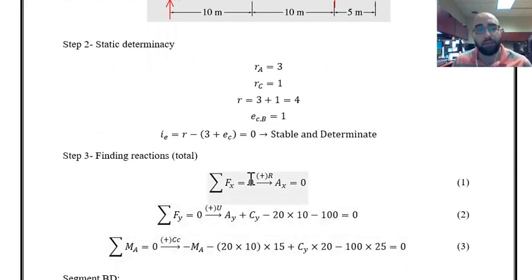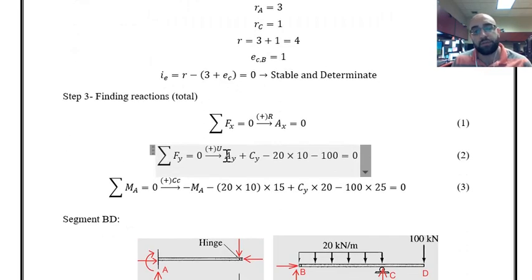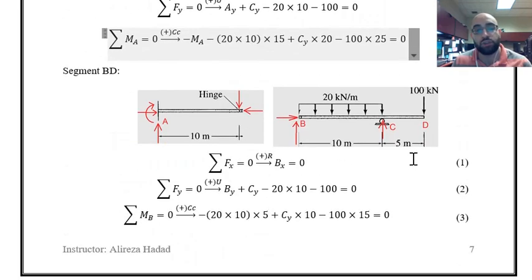Finding the reactions, we have summation of forces in x equal to 0, summation of forces in vertical direction, and summation of moments about A. As you can see, the number of unknowns is greater than the number of equations. That's why I'm going to break it from point B, and then we will have this situation over here.